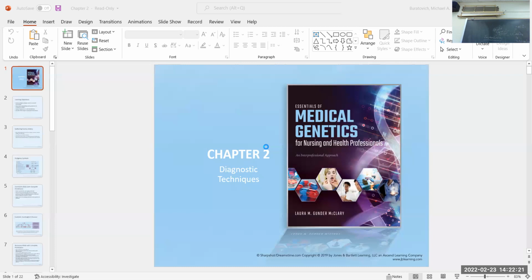If you want to know the location of a particular gene on a chromosome, then you would do this thing called fluorescence in situ hybridization, FISH. And that is done under fluorescence.